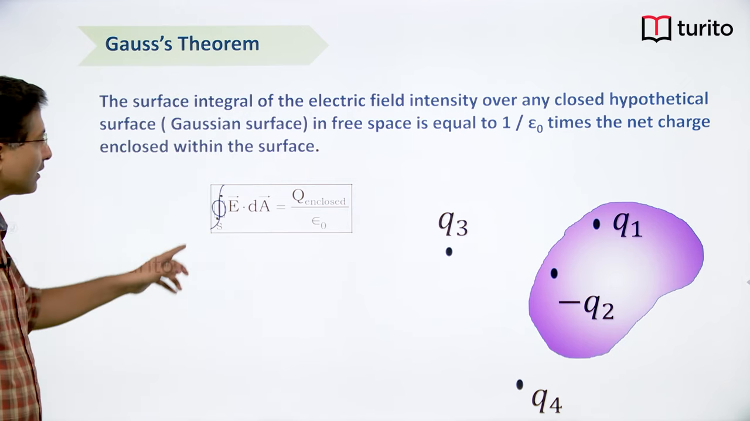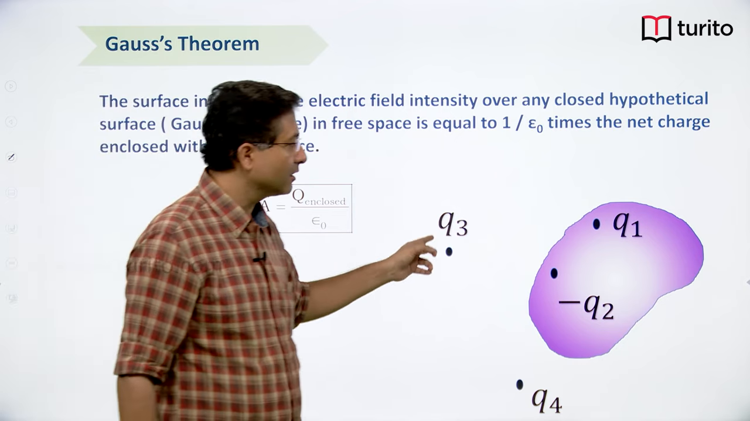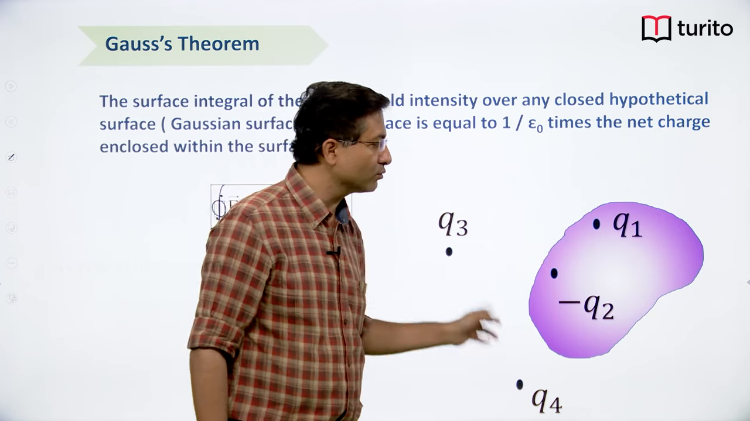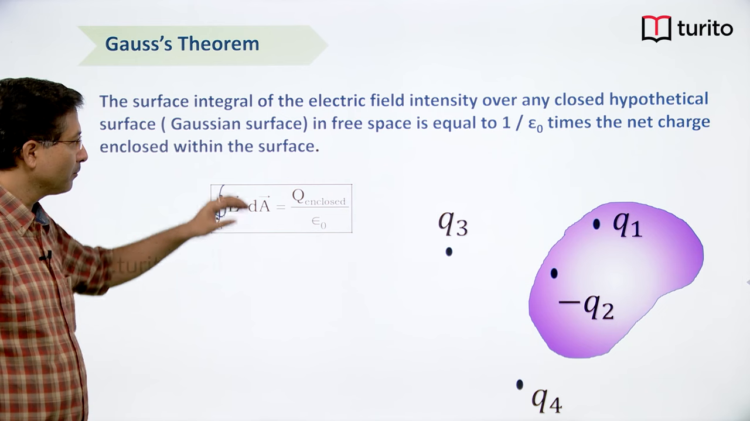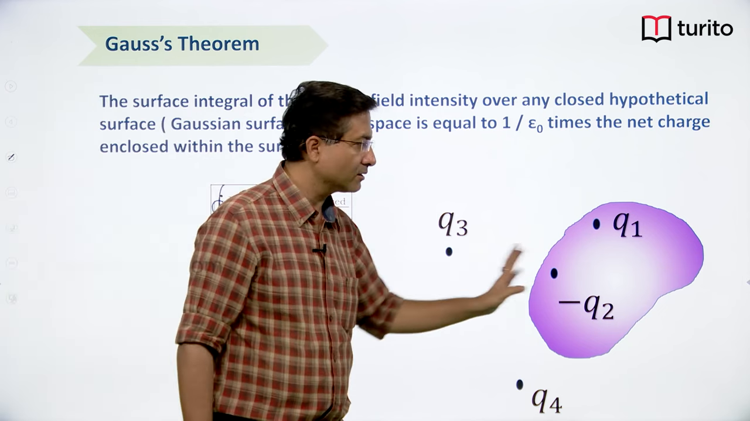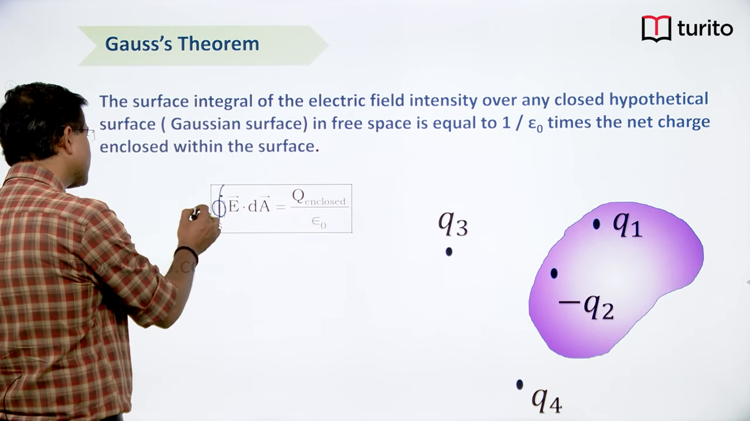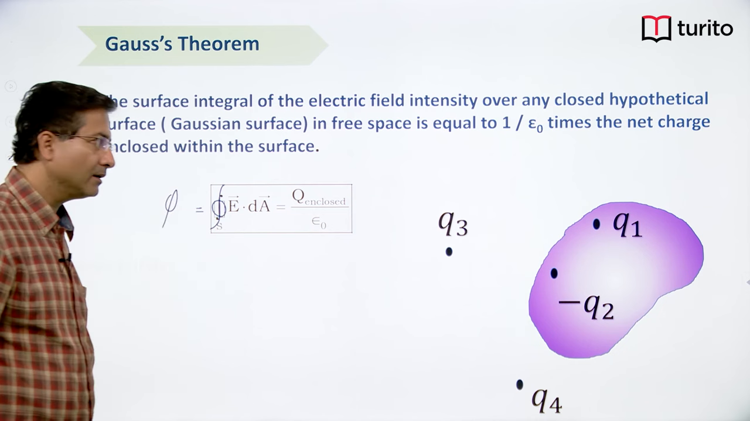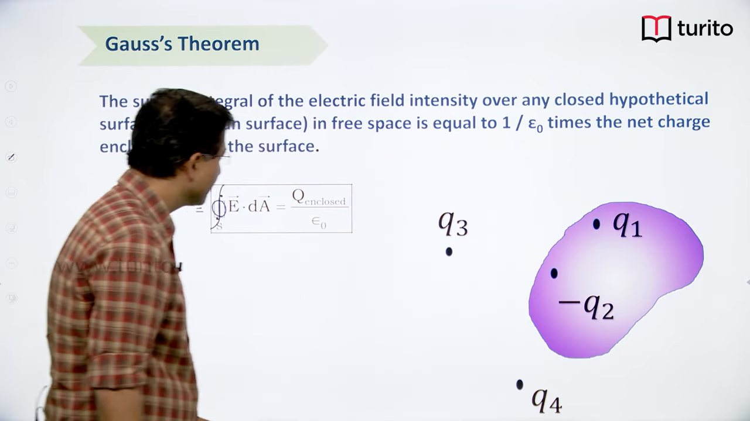But when you are writing the field here, that is the field created by all the charges, whether they are inside or outside. So all these Q1, Q2, Q3, Q4 will contribute to the field here. But on this side, you have to just write the charge enclosed by the surface. This whole quantity is representing the flux bounded by a closed Gaussian surface, right?